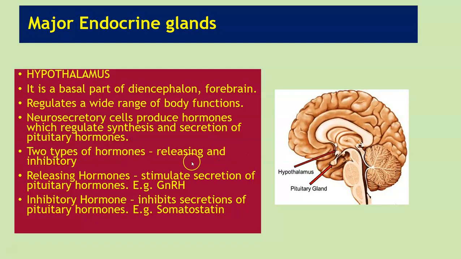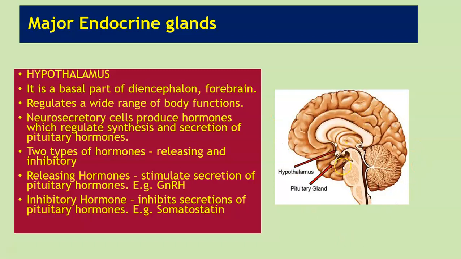Two types of hormones we have: releasing and inhibitory. Releasing hormones stimulate the secretions of the pituitary hormones, for example, the gonadotrophin releasing hormone. Inhibitory hormones inhibit secretions of the pituitary hormones, for example, somatostatin. Have a look at this image here.